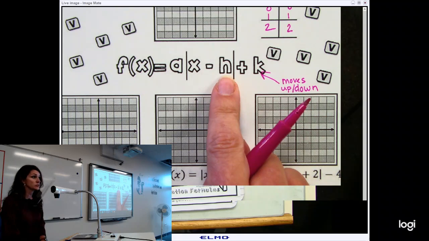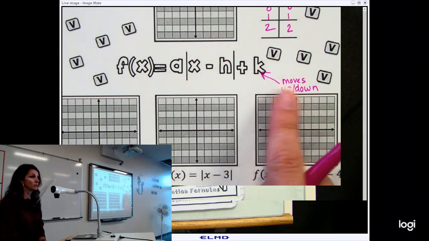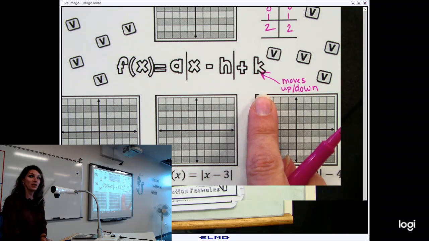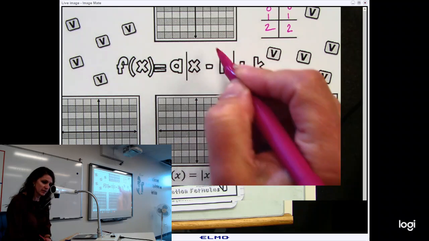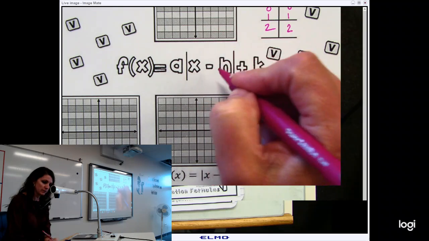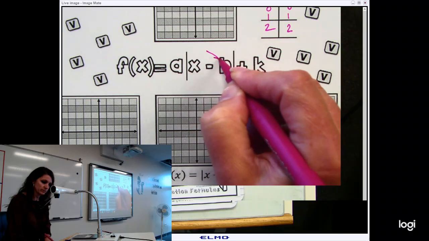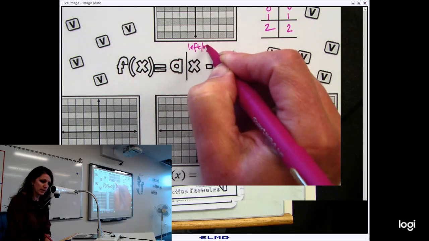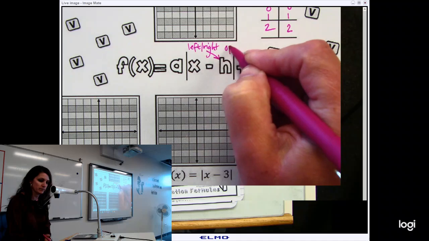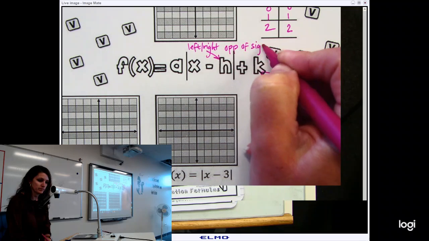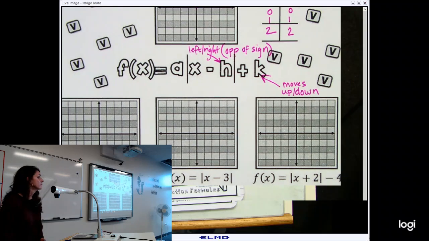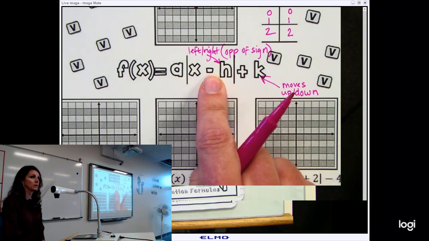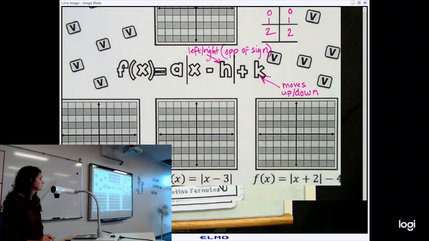What does our H do? All right, folks. K was up and down. What do you think H is? Left and right. And there's something special about this H because of that negative sign right there. Anybody remember? Left or right. And you need to go opposite of the sign. It's important. So if it had a -2 here, we would go right 2. That minus means opposite.